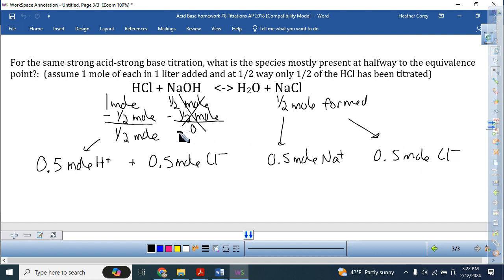So if we're going to put these in order of our species, a lot of times I'll ask you which species are present and to compare them. And so we have 1 mole of Cl minus total. And then we have a half mole of H plus. And then we have a half mole of Na plus.